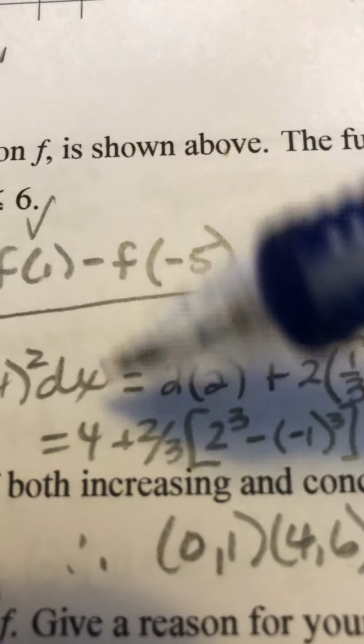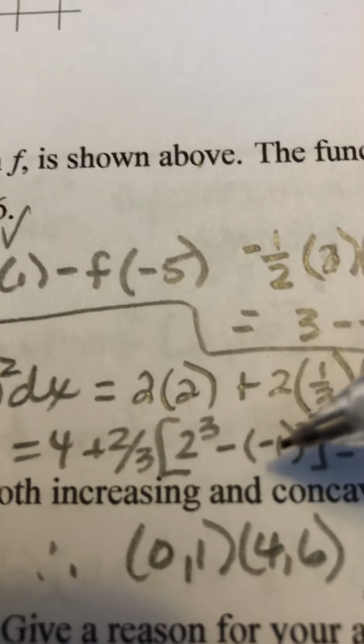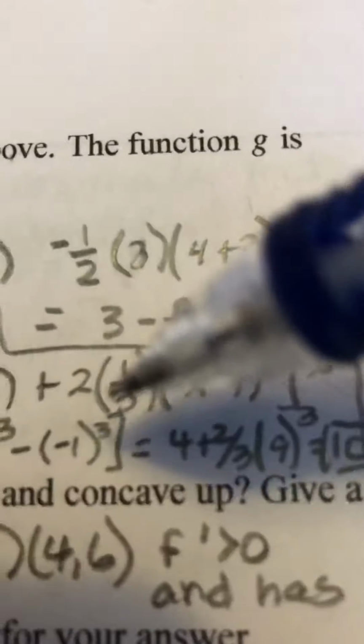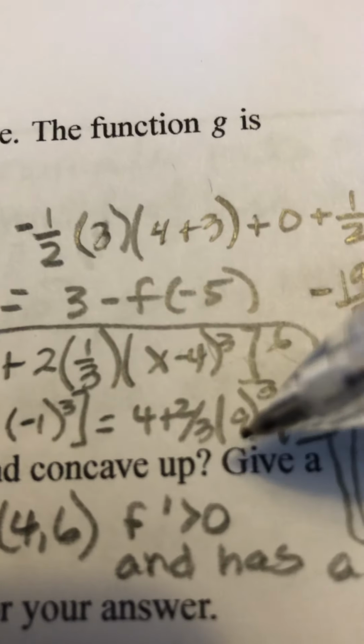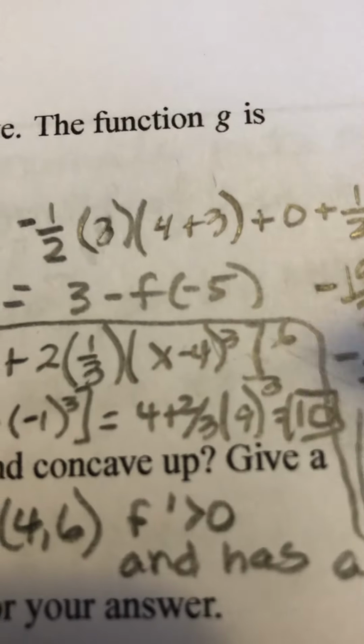So again, it's 4 plus 2/3 times 8 minus negative 1, or 2/3 times 9. 2/3 times 9 is 6. 4 plus 6 is 10.